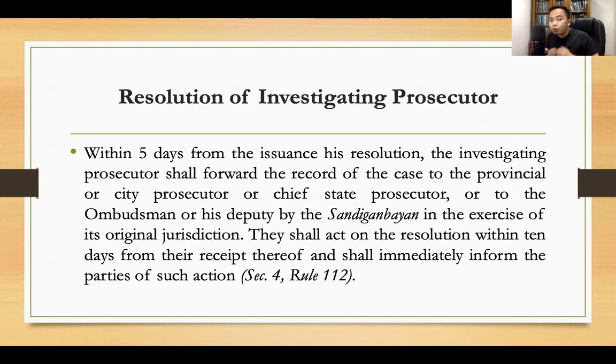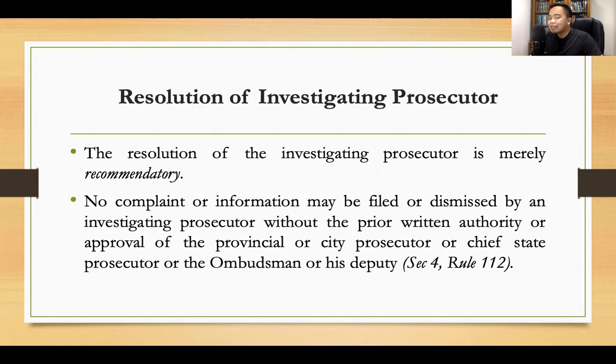Again, the investigating prosecutor will prepare the resolution, meaning the conclusions and findings of fact of the investigating prosecutor, and then he will forward the resolution together with the records of the case to the higher-ups: the provincial prosecutor, the city prosecutor, the chief state prosecutor, or the ombudsman in cases of what? In cases cognizable by the Sandiganbayan in the exercise of its original jurisdiction. Now, they shall act on the resolution within 10 days from receipt thereof and shall immediately inform the parties of such action.